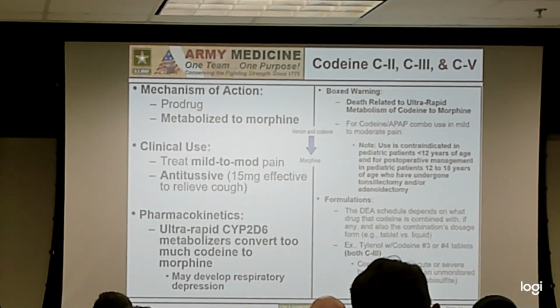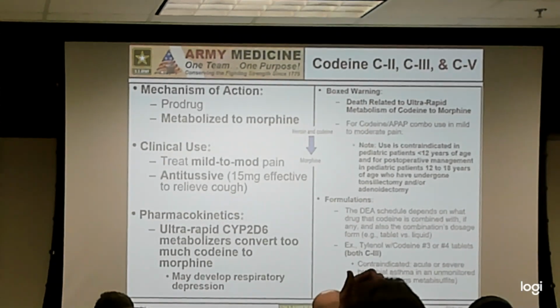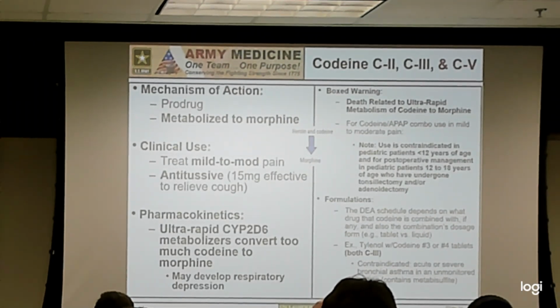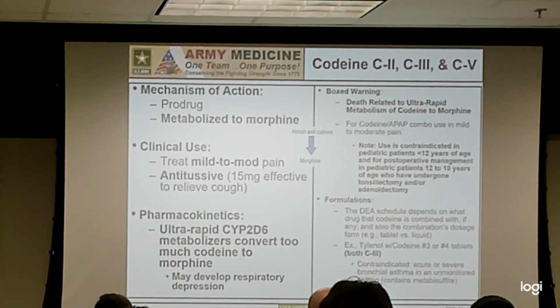All right, codeine. Depending on how you give the codeine, you see that it can fall into different categories, C2, C3, C5. The formulation is why you see the difference in the abuse potential of the medication, okay? So again, it's a prodrug, we talked about that. It's metabolized to morphine. And thinking about using this for mild to moderate pain, we also talked about the fact that we can use it for a cough.